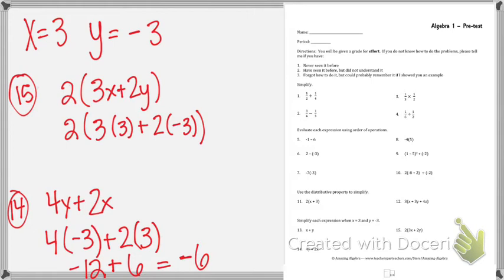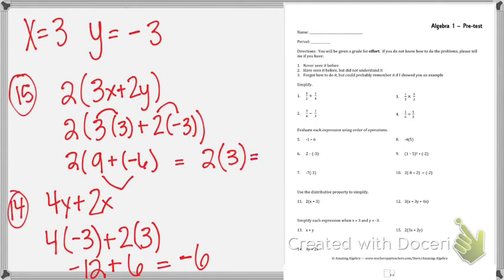They have to do order of operations here, so we're going to simplify our parentheses first, right? So, 3 times 3 is 9. Bring down our addition sign. 2 times negative 3 is negative 6. Simplify this again. 2 times, well, remember, negative trumps the positive. 9 minus 6 is 3. 2 times 3 is 6.